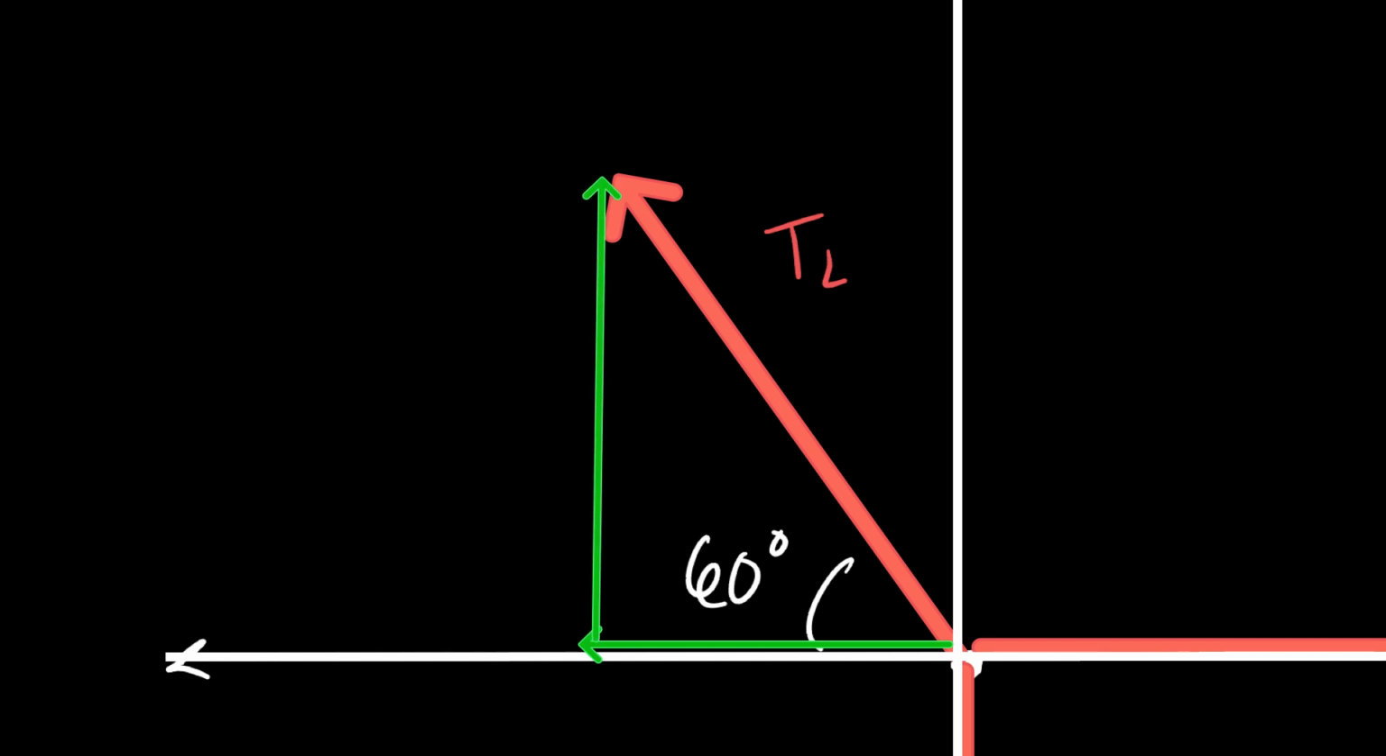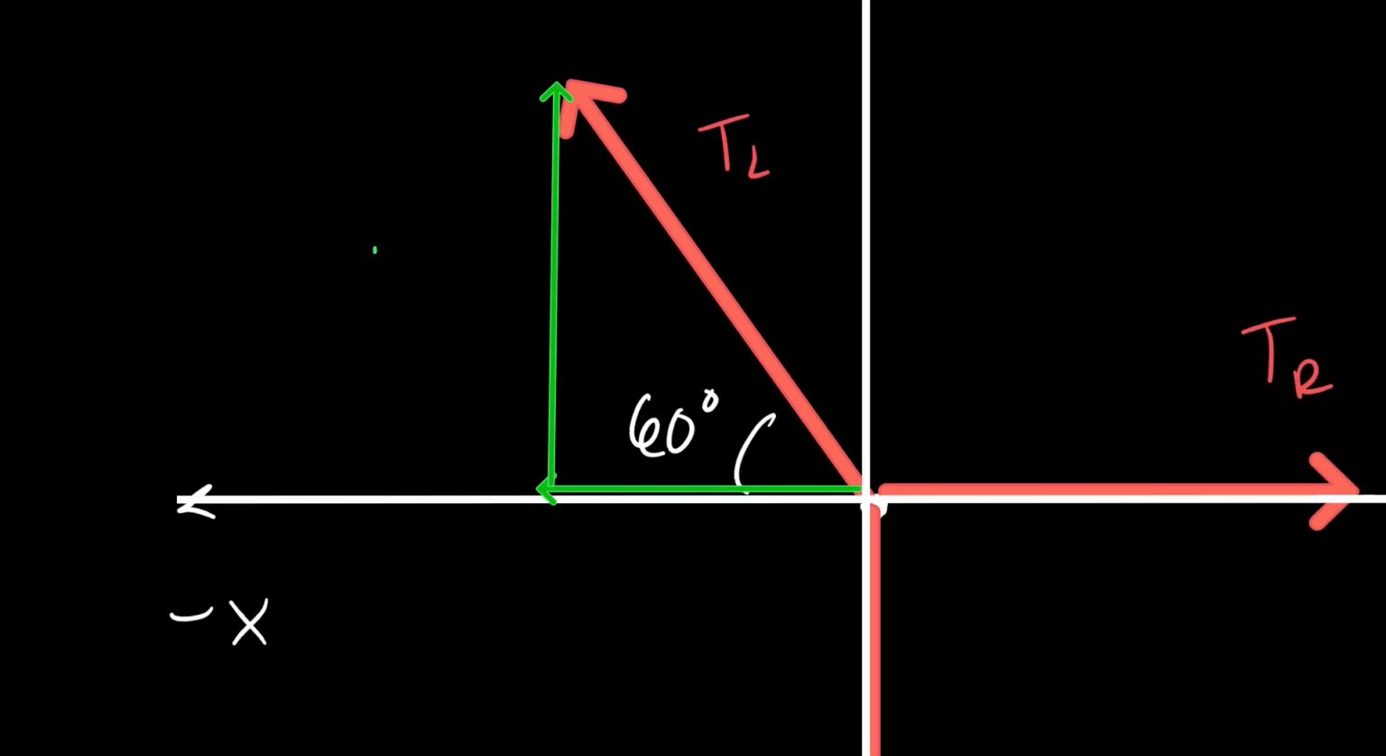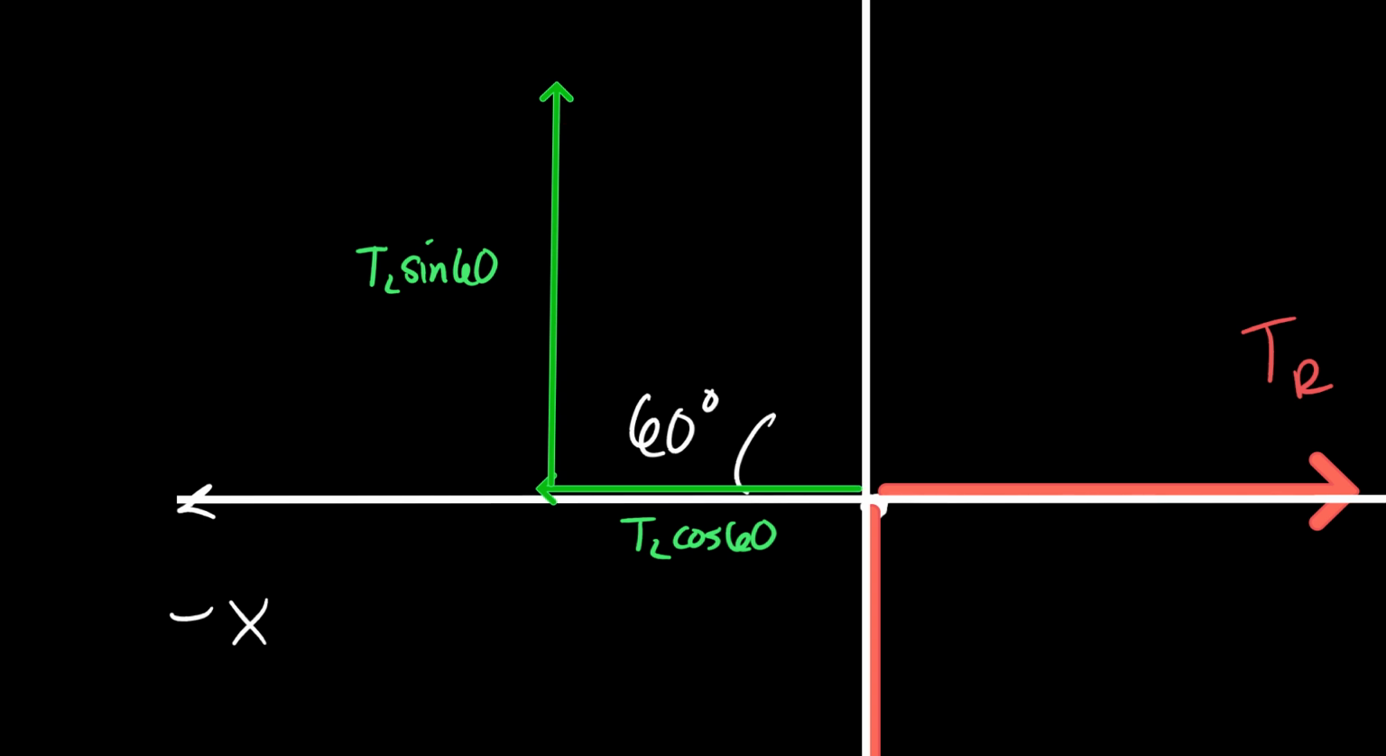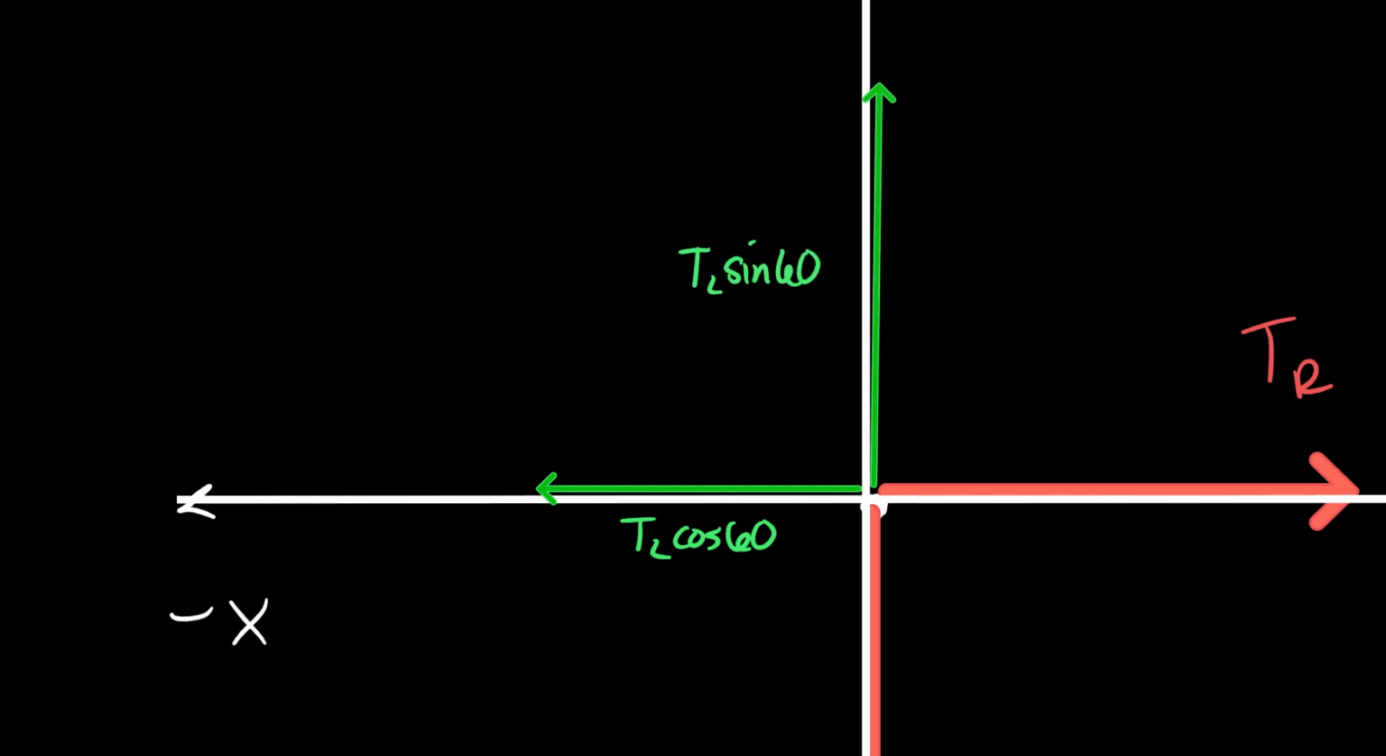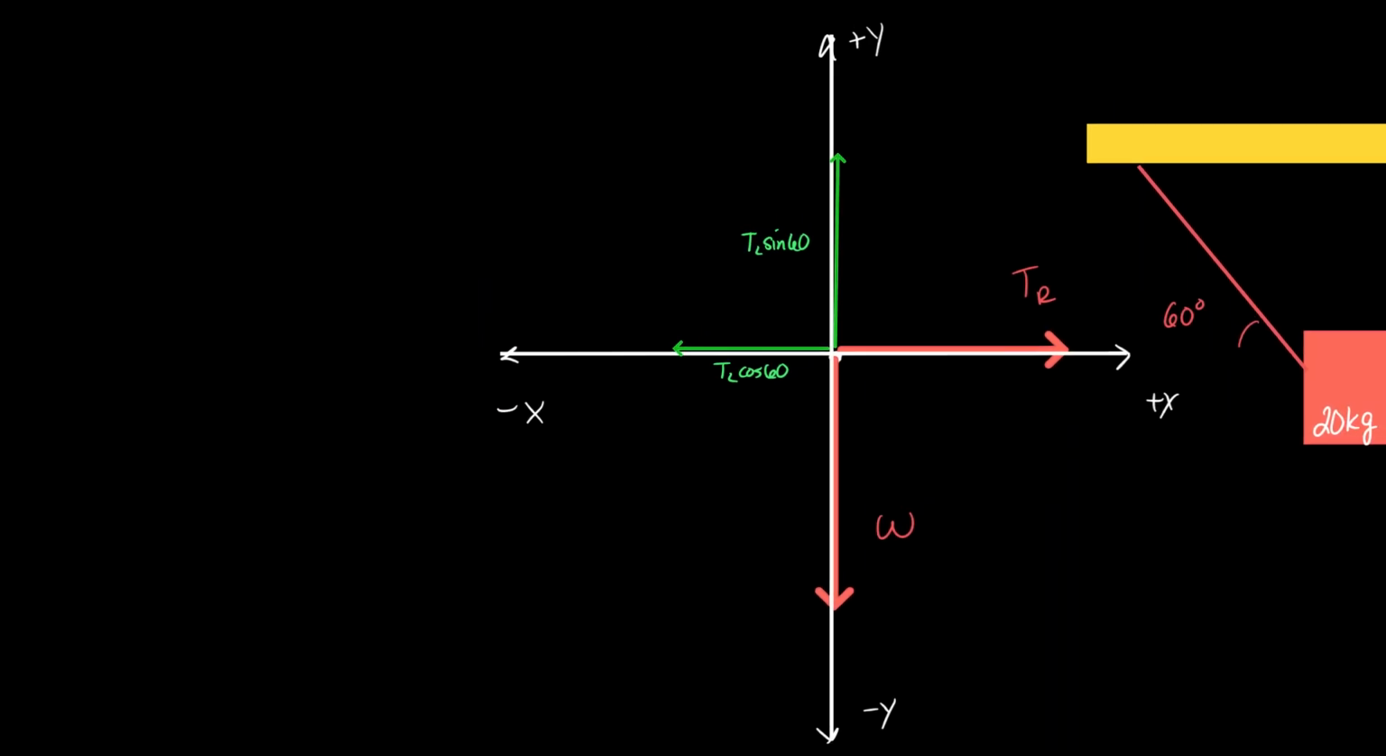I'm going to do the trig right here in line with it all. This has to be TL sine 60. This has to be TL cosine 60. Once I've made those decisions, those can go away. These two new vectors define the original vector that was there. Now we've done most all the heavy lifting.